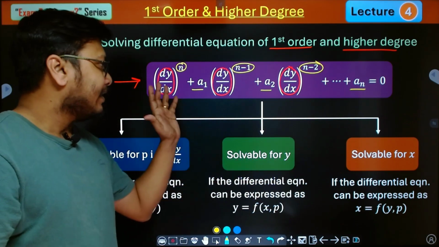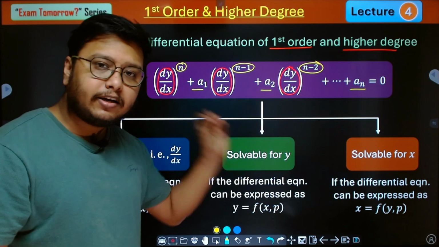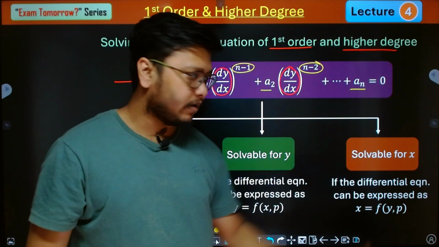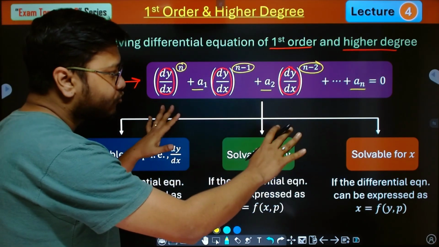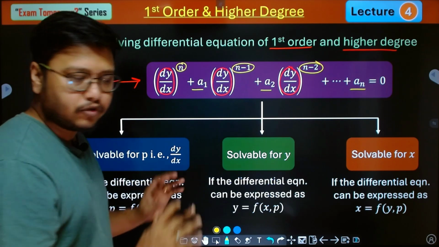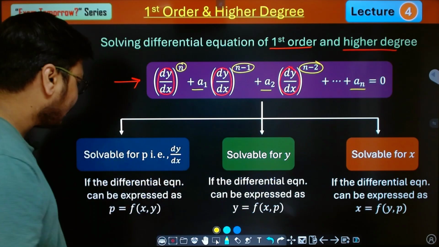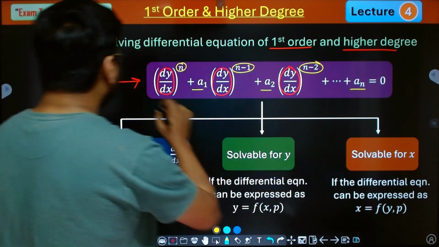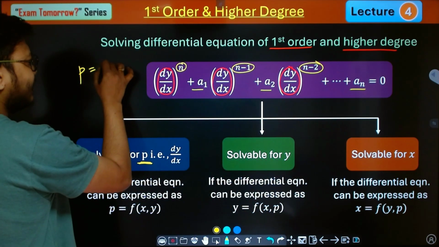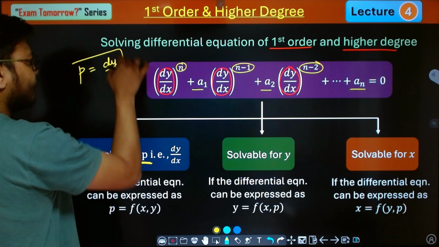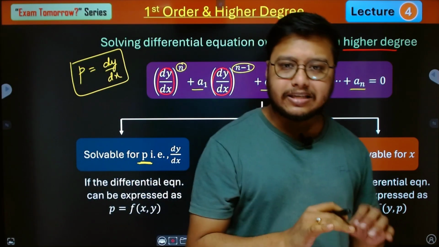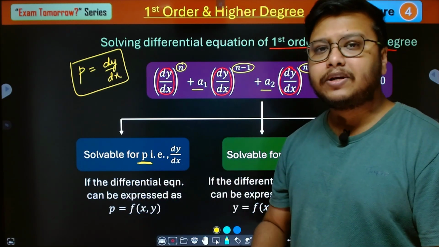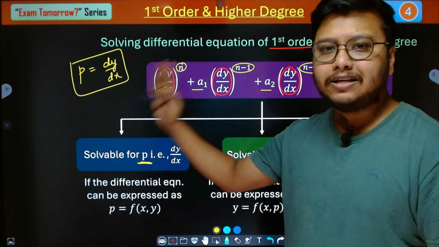So we are basically dealing with a non-linear differential equation involving first order derivatives and higher degree terms. Now this can be distributed into 3 categories, and we'll be solving it in these 3 categories. The first category is solvable for P. Now what is P? From now on, whenever we write P, it symbolizes dy dx. So P means dy dx in this entire course of differential equations, in this video, the upcoming video, everywhere.